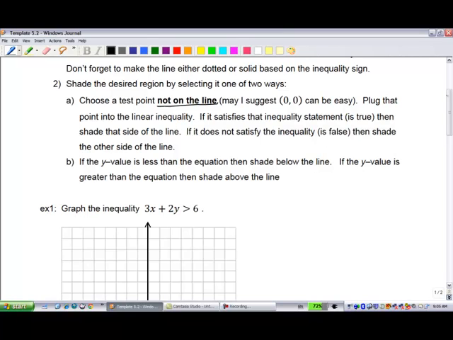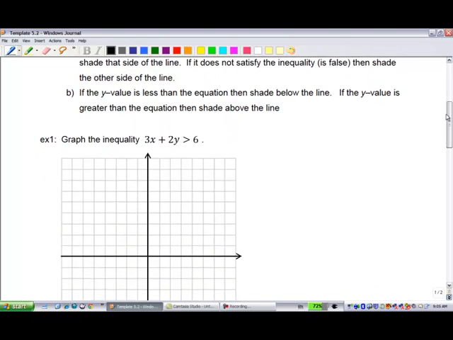So plug that point into the linear inequality. If it satisfies that inequality statement, so if it's true, if it works, then shade that side of the line that you picked. If it does not satisfy the inequality, i.e. if it's false, then shade the other side of the line. That's one technique to look at.